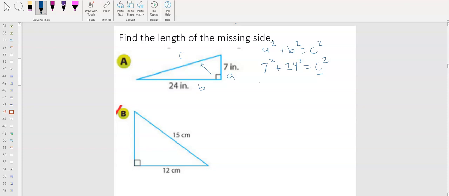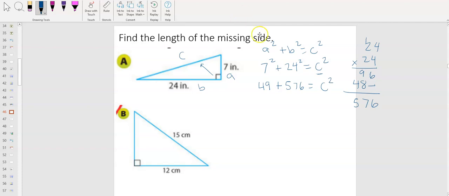So I'm going to do 7 squared, which is 7 times 7, which is 49. And I'm going to add 24 squared, which is 24 times 24. Now I can do this by hand, or I can use a calculator. 4 times 4 is 16. 4 times 2 is 8 plus 1 is 9. 4 times 2 is 8. 2 times 2 is 4. So I think we're going to get 576. And we're going to go ahead and make that c squared.